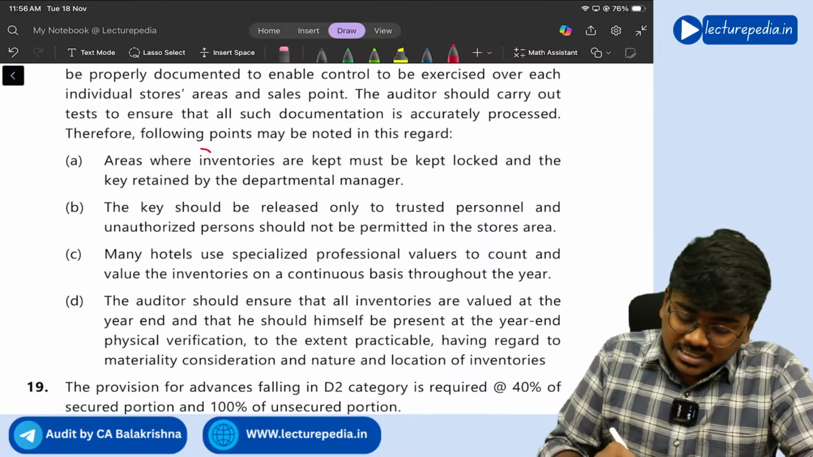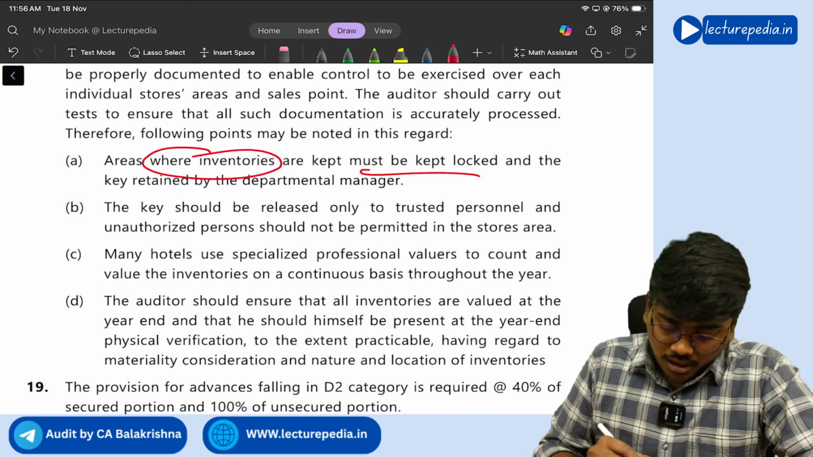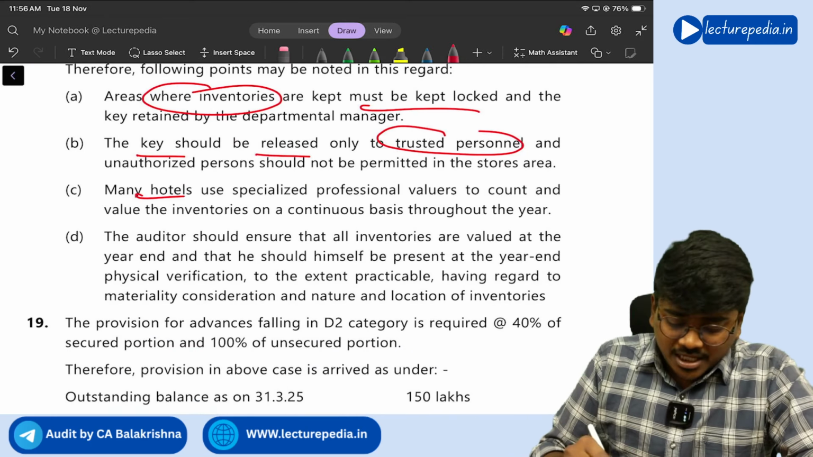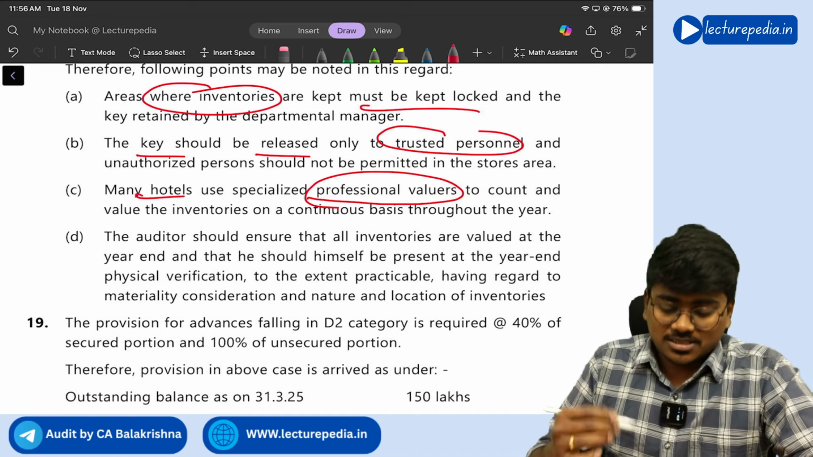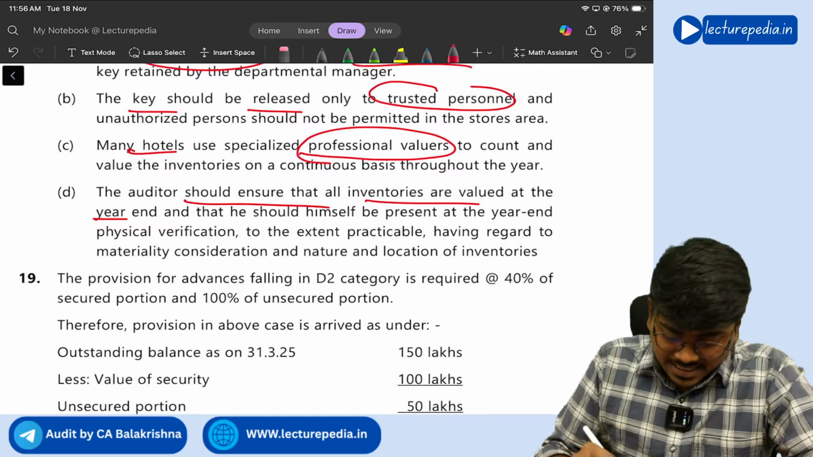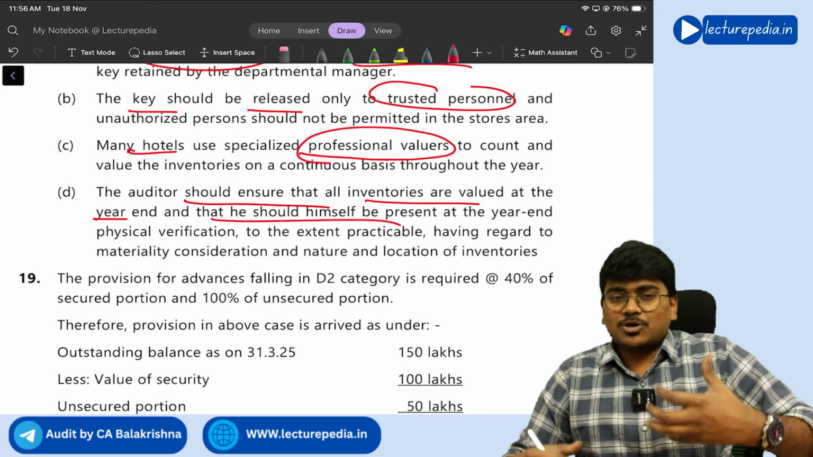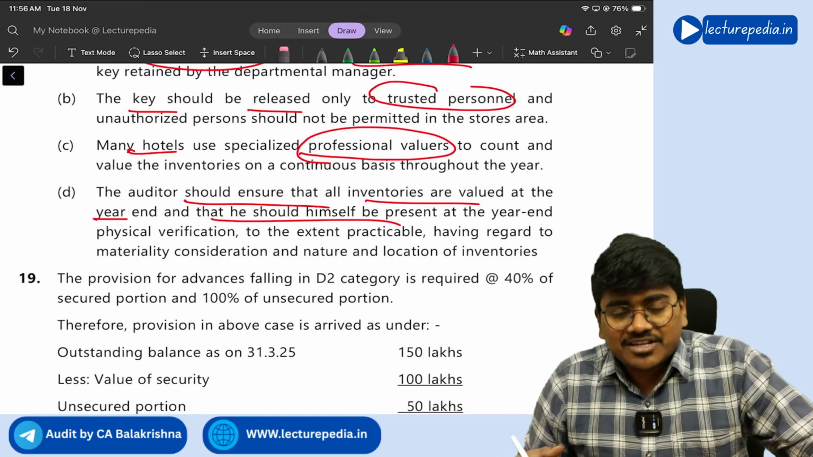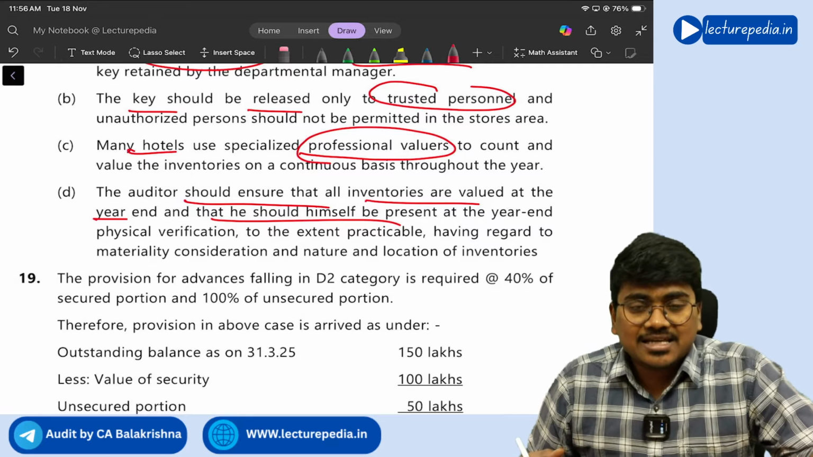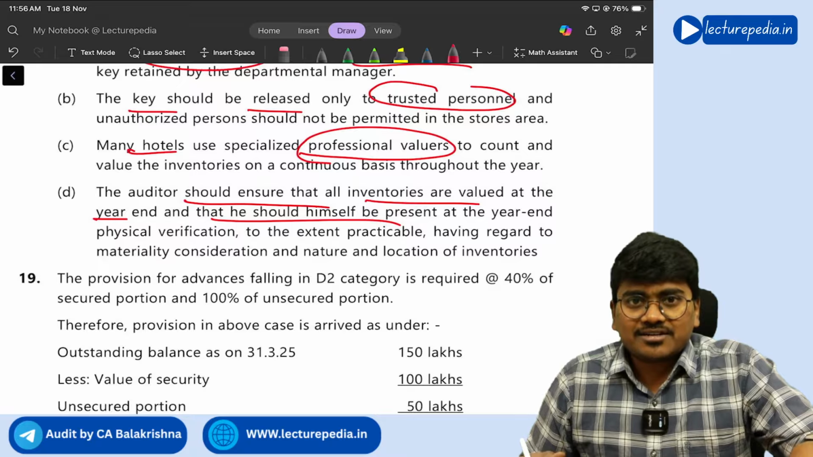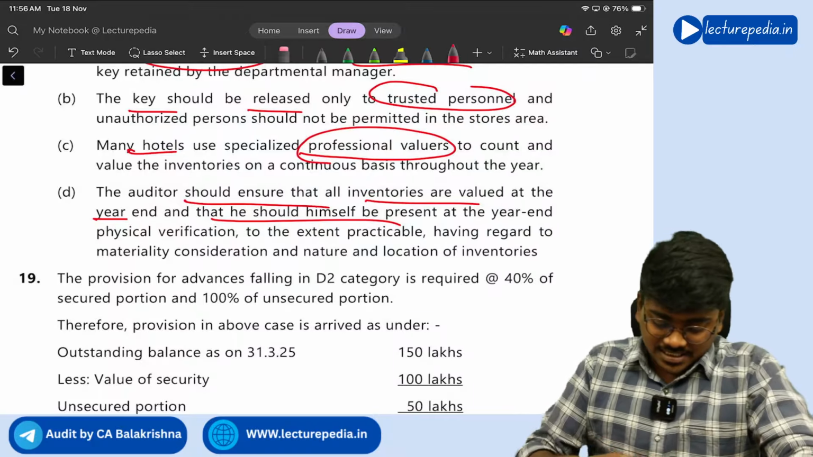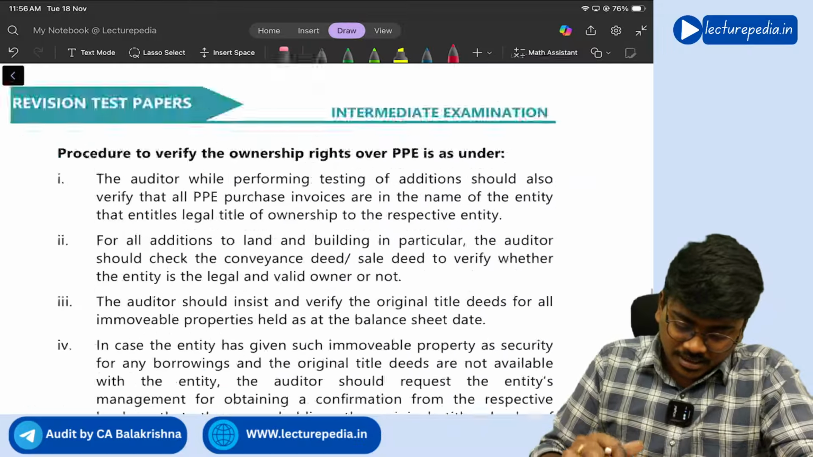See, areas where inventory is kept must be locked. Key should be released only to trusted personnel. Many hotels use professional valuers, right? And the auditor should ensure that all inventories are valued at the year end and that he should himself be present. So for physical inventory verification, the auditor himself should be present at the location where the physical inventory is going on. Got it? So these are the things that you need to take care of. Next, question number 19.